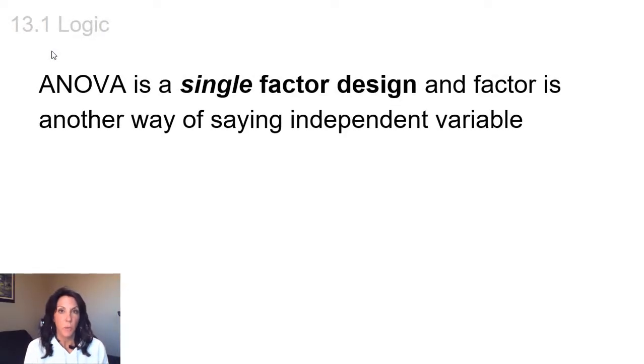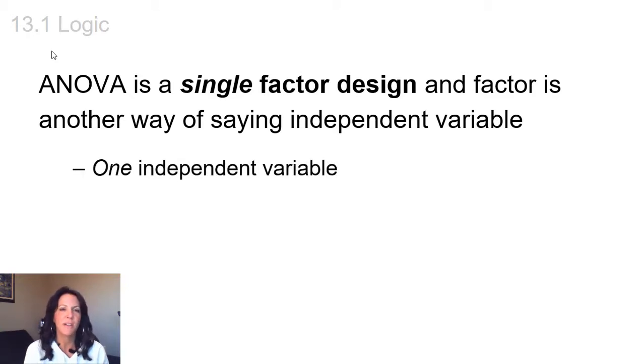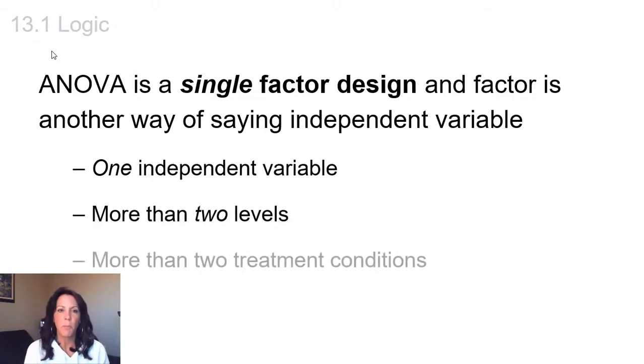So the ANOVA that we learned about last week is a single factor design. And factor is another way of saying independent variable. So we were working with a single independent variable that had three or more levels or three or more groups, if you will recall. But it was one independent variable that we were looking at. And again, that independent variable had more than two levels. Very often we just say more than two treatment conditions.